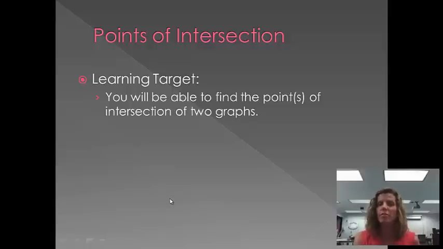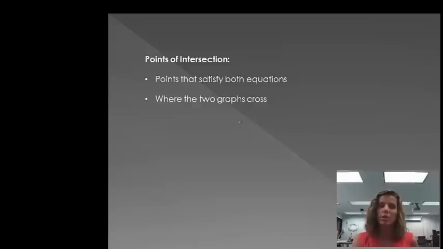So by the end of this lesson, you'll be able to find the point or points of intersection of two graphs. Points of intersection are basically points that satisfy both equations that we have, and it really is just where two graphs cross each other. Just as a real quick example, if I've got a parabola and a line, right there and right there would be my points of intersection.